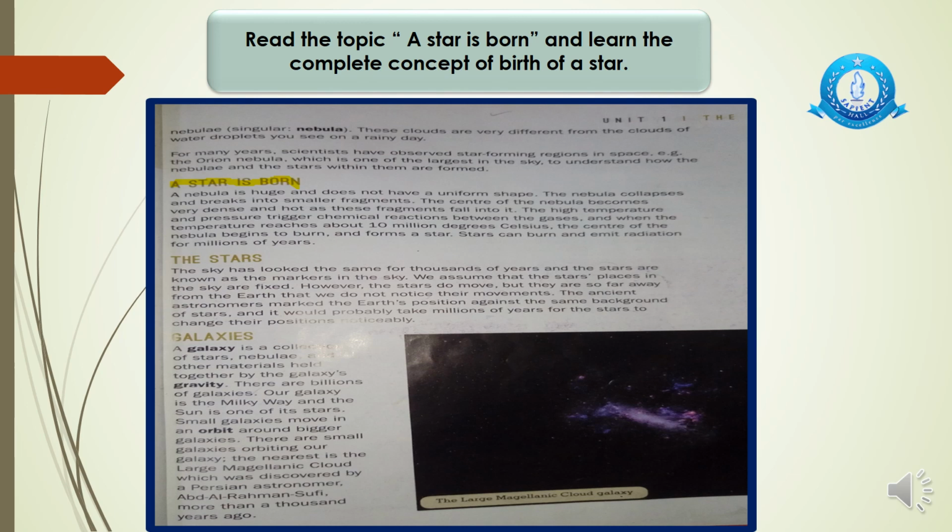Now this is page number 3 of your books. We have just read about a star is born. You are supposed to read this complete topic, a star is born. This whole paragraph is important. Please mark it important. You cannot miss any point because it's telling you about the procedure of the birth of a star. Read this topic and learn the complete concept of birth of a star.